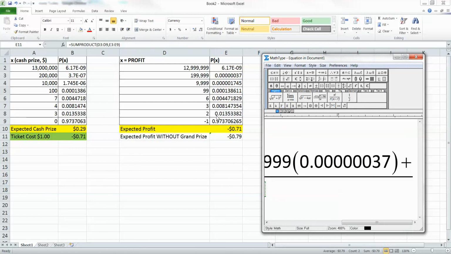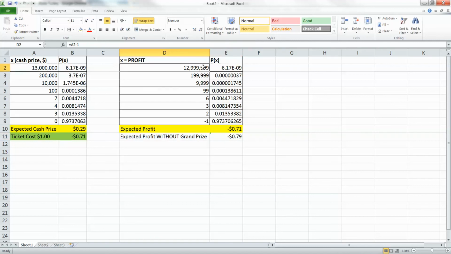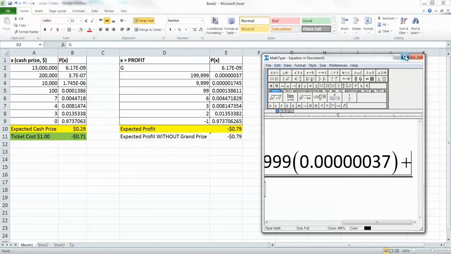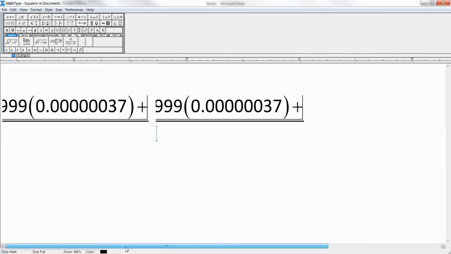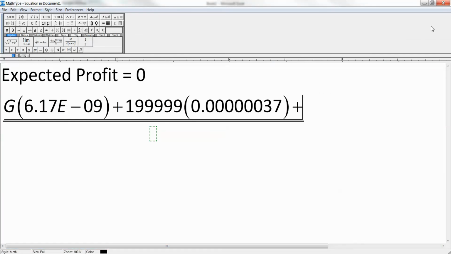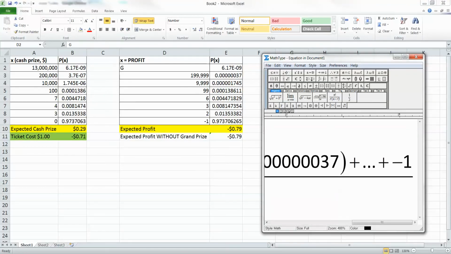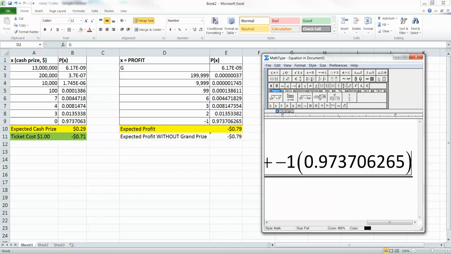Do you see what I'm doing? I'm multiplying all of these. So I'm saying, okay, it's that grand prize, whatever that is. If this was your grand prize, it'd be that, okay? And then you'd multiply it by the next thing over, and then you keep going all the way to dot, dot, dot. The last one, which would be -1 times its probability, 0.973706265.